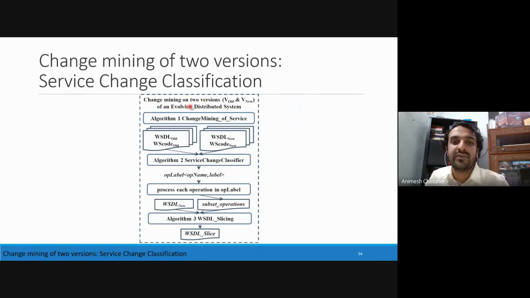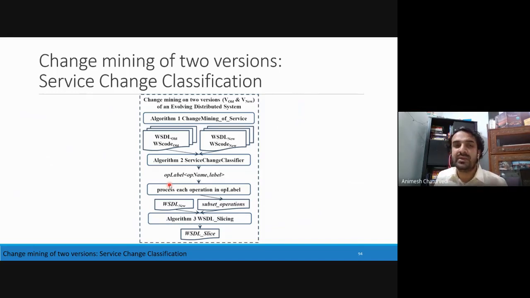Then change mining of the two versions, which could be denoted V old and V new. This is the evolving distributed system algorithm: one would take the WSDL old and web service code old versions, and the new versions, WSDL new and WS code for the new version. Then algorithm 2, the service change classifier, is applied, and it will generate operation labels, so that each operation would have some labels. The operations are like procedures and methods in simple programming.